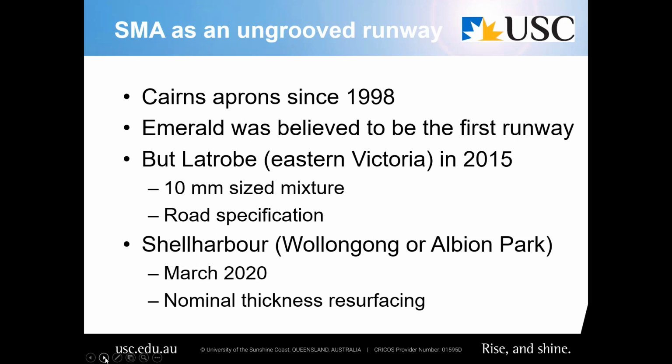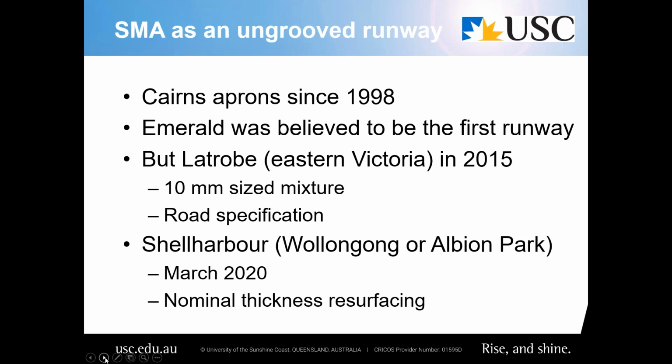Shell Harbour, which was previously known as Wollongong and Albion Park airports, thought this was such a good idea, and they were quite jealous that they didn't beat Emerald to it. But they resurfaced their runway in March this year with stone mastic asphalt to the same specification that Emerald used. It was a bit different. It wasn't a strengthening thing. Didn't have a lot of shape correction to do.